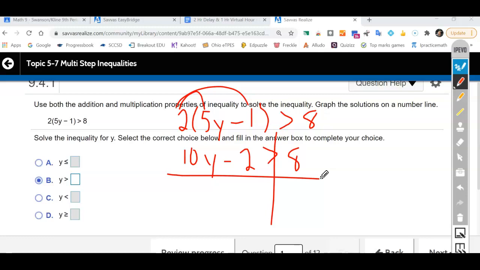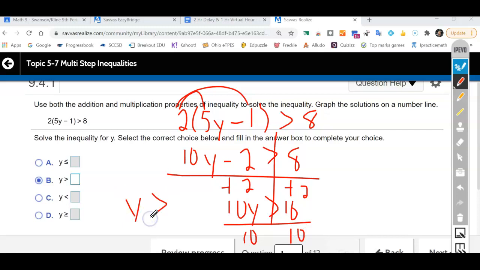And what do I do first? Add 2. That leaves me with 10y is greater than 10. Now what do I do? Divide both sides by 10. And y is greater than 1. So I'll come over there, click B, put in 1.